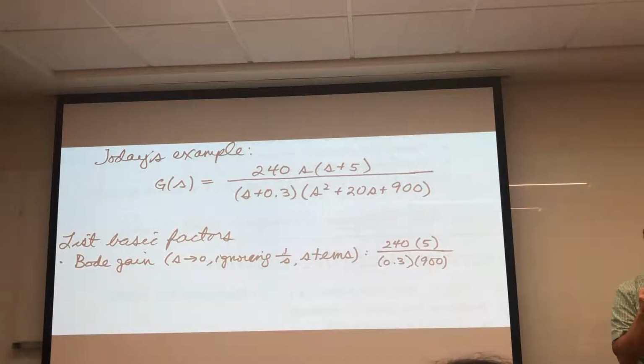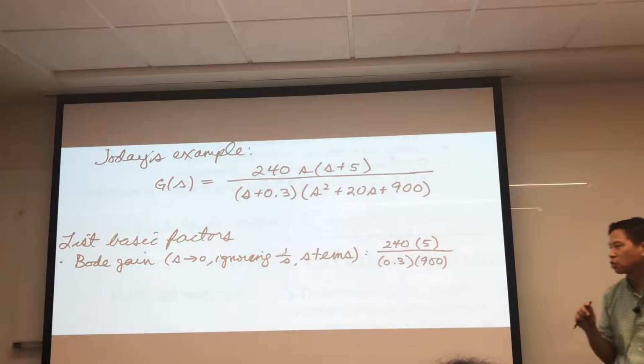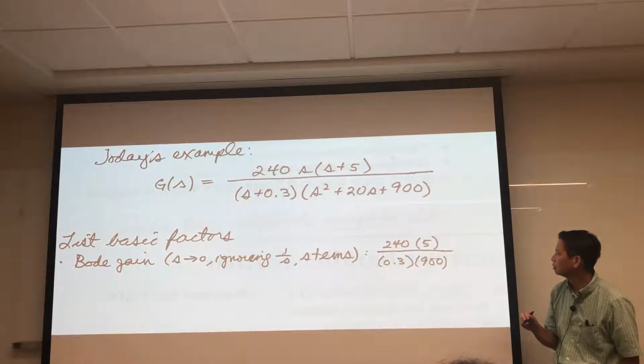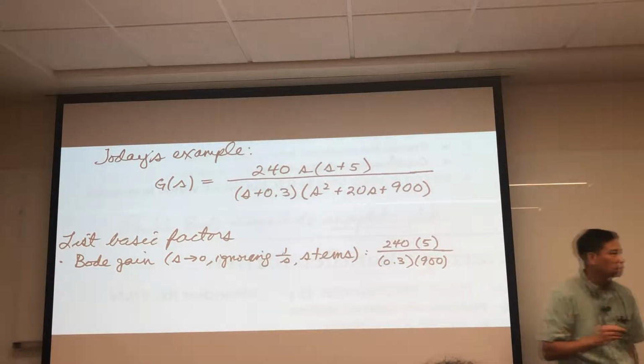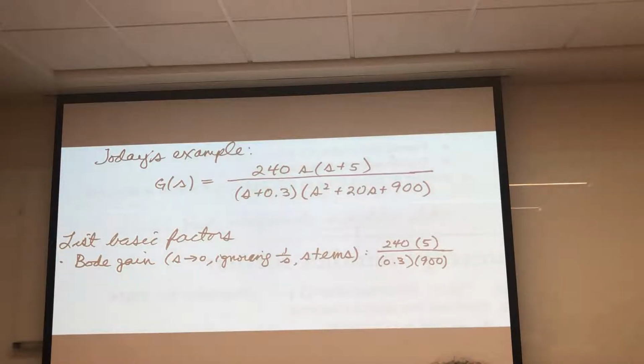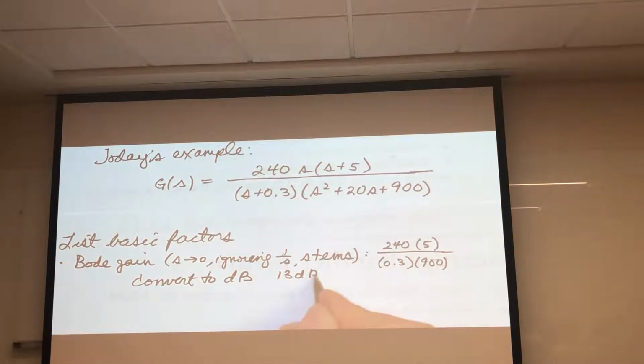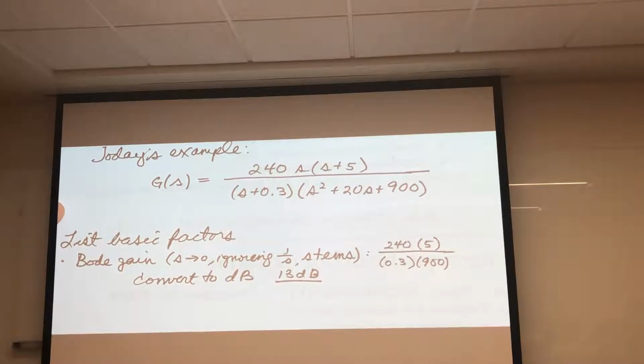240. Do we have a second? Is it 13 dB? Okay, let's sort this out. 240 times 5 is, oh, there's some cancellations there. 13? Okay, we got several people who said 13. Let's make it 13 dB. All right, that's one thing.